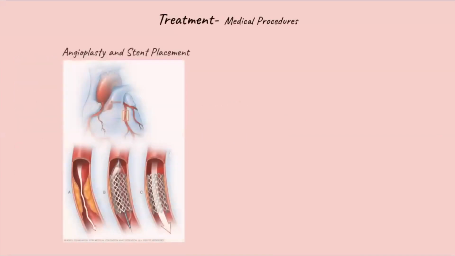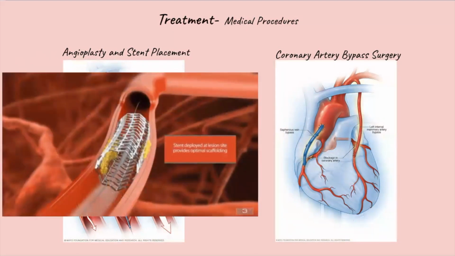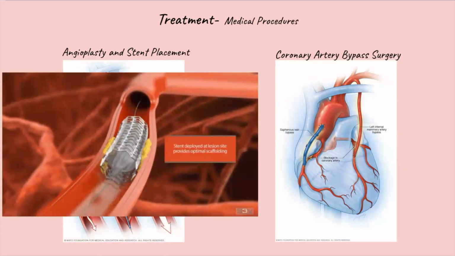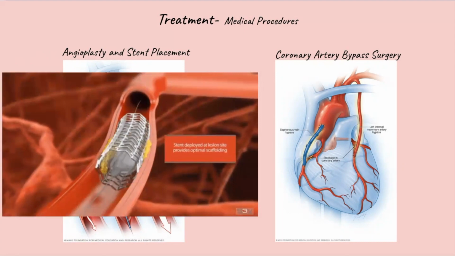And as for medical procedures, we have angioplasty and stent placement and coronary artery bypass surgery. Angioplasty and stent placement is a procedure in which a narrow tube with a deflated balloon is inserted into the narrowed coronary artery. Once inserted, the balloon is then inflated and often left in the artery to keep it open. Many stents also release medications over time to keep the arteries open.